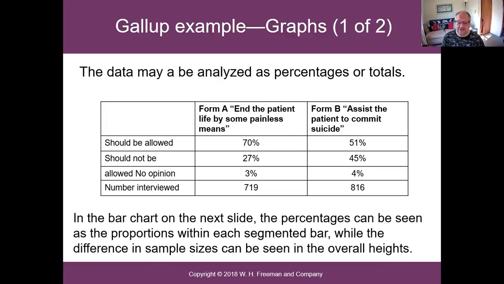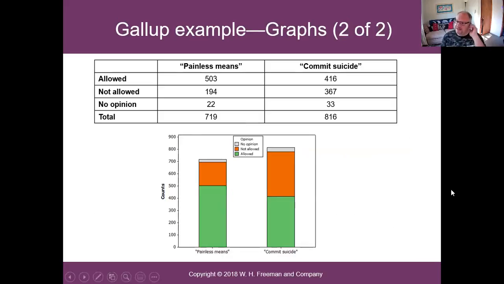Like I said, all you have to do is just realize that the actual figure that goes here is really 70% of 719 and write that in. Likewise, this one would be the actual answer to 45% of 816 and write that in, okay? So if you had that, you could create a nice stacked bar graph like you see here.